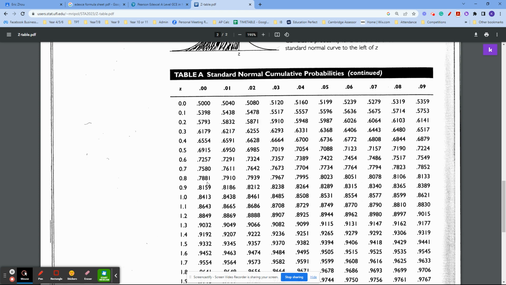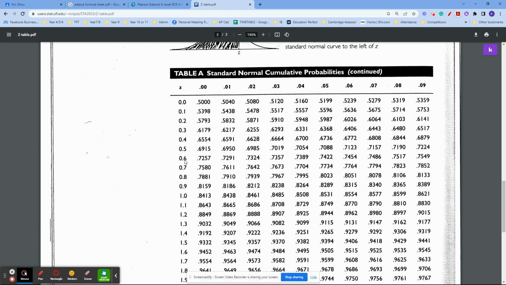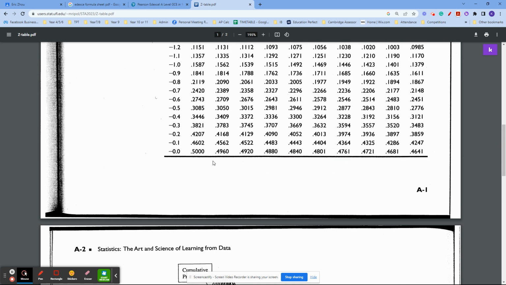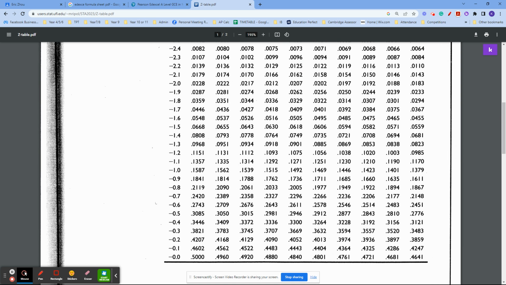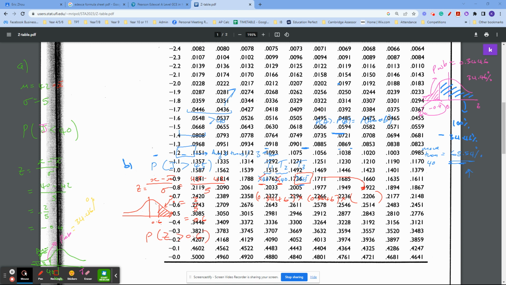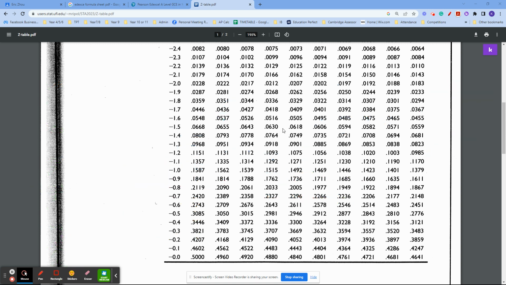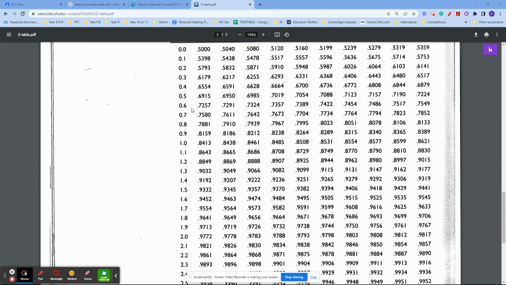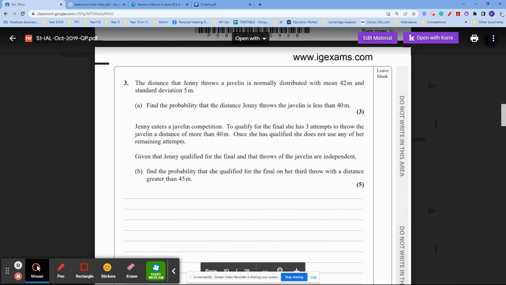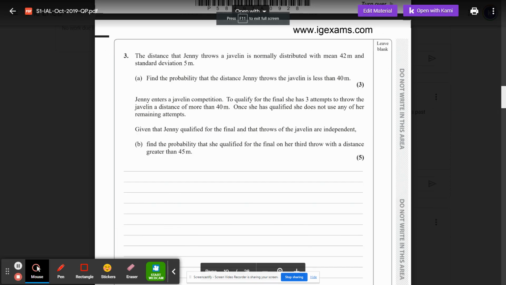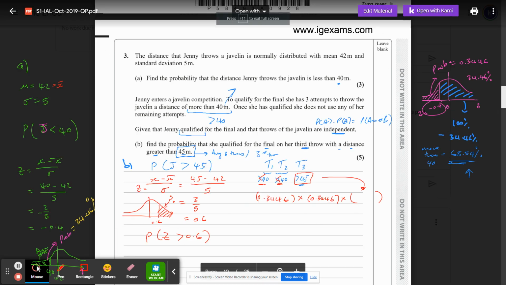This is in the opposite region, so greater than negative 0.6, so 0.6. 0.7257. Alright, let's double check that. Greater than 0.6. 0.6 gets me a probability of 0.7257. Let's write that down.